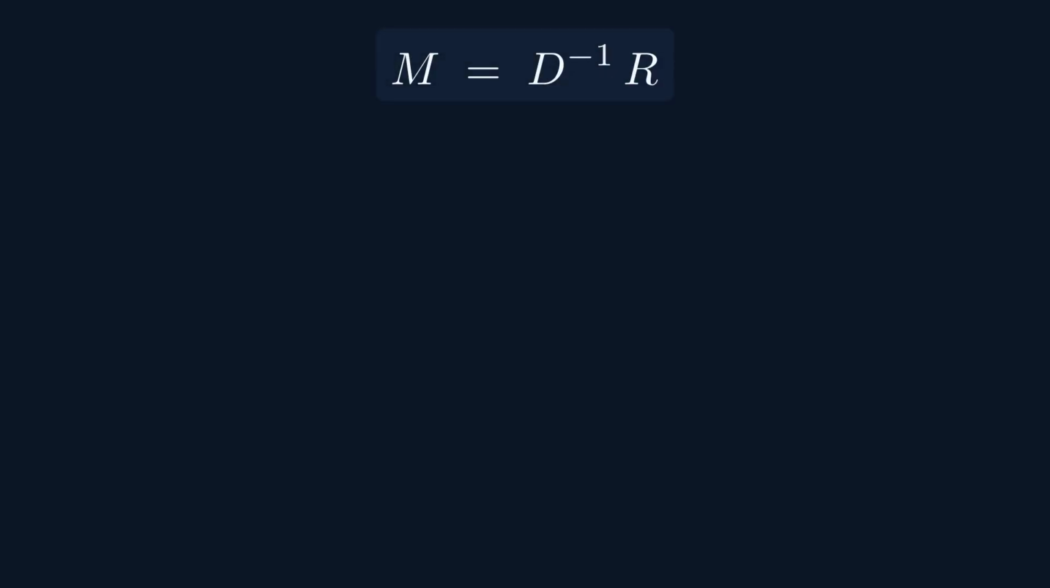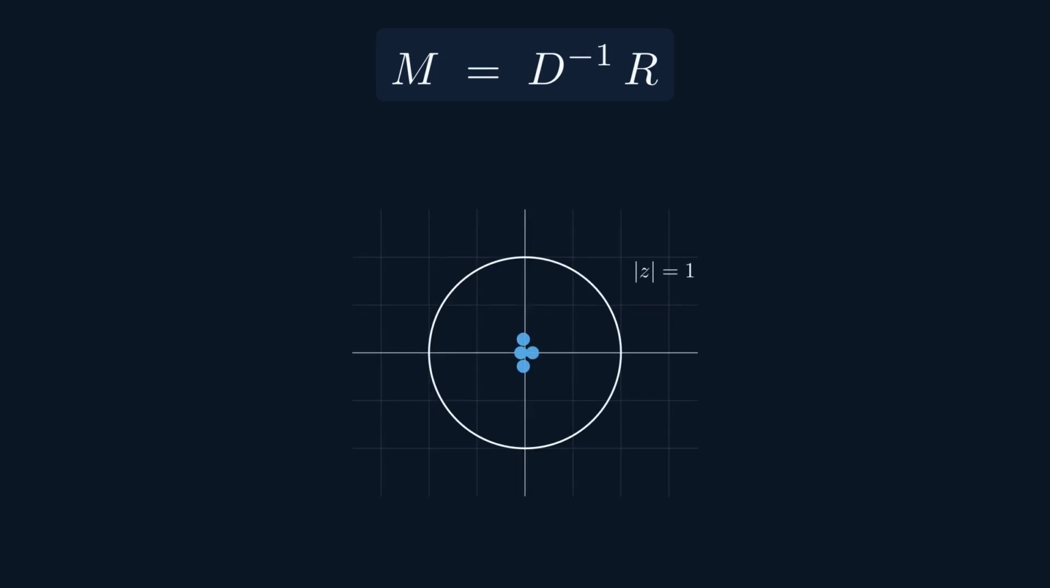Whether it converges hinges on one quantity. Look at the matrix D inverse times R. Call this the iteration matrix. Jacobi converges, for every starting guess, exactly when every eigenvalue of D inverse R lies strictly inside the unit circle of the complex plane. One eigenvalue touching the boundary or spilling outside is enough to kill the method. That is the whole condition.